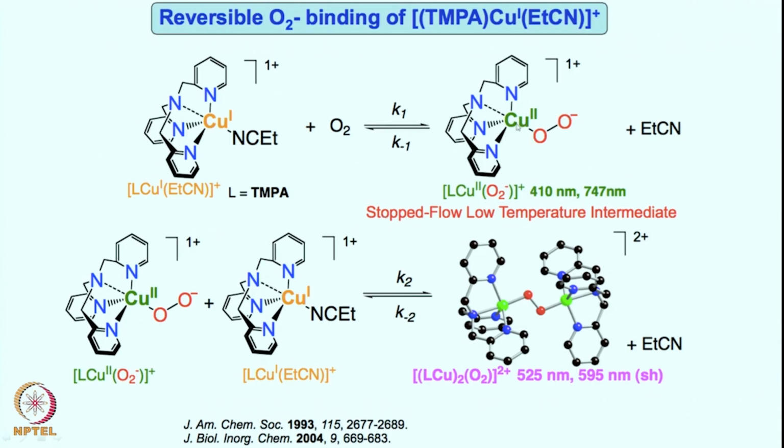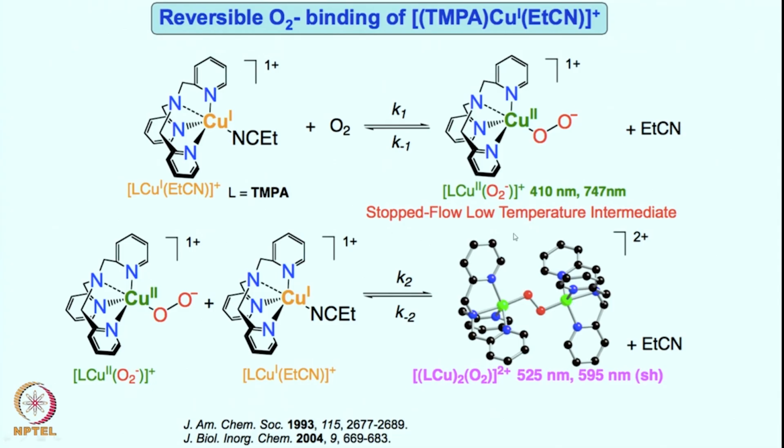This end-on bound superoxo, where one of the oxygen atoms is bound with the metal center, and the other oxygen is far away from the copper center or not really bound, just like this. So, if both of the oxygens are bound with this copper center, it would be called a side-on bound superoxo species. This is an end-on bound superoxo species. It can react with another equivalent of this ligand copper(I) complex to give you the end-on bound peroxo species, which is quite clean and simple to understand.